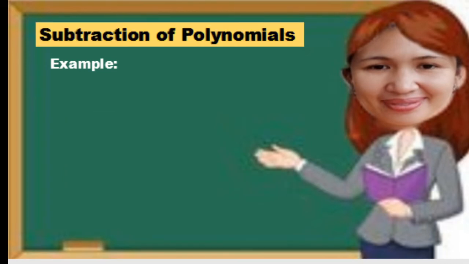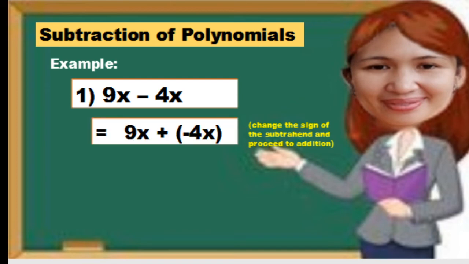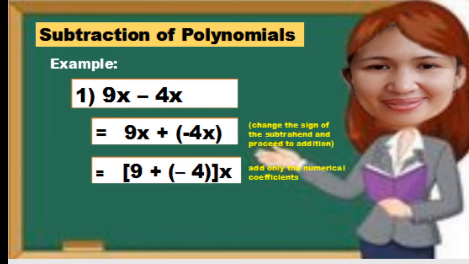Now, let us proceed to subtraction of polynomials. How to subtract? Okay, here's an example. 9x minus 4x. These are like terms. So, the first thing that we have to do is to change the sign of the subtrahend and proceed to addition. So, the first is 9x. You copy that. Then, the subtrahend is 4x. You change the sign. That becomes negative 4x. After changing the subtrahend, we also change the minus sign into plus. So, we have now here, add the numerical coefficients. 9 plus negative 4. That is 5, affix x. So, very simple.